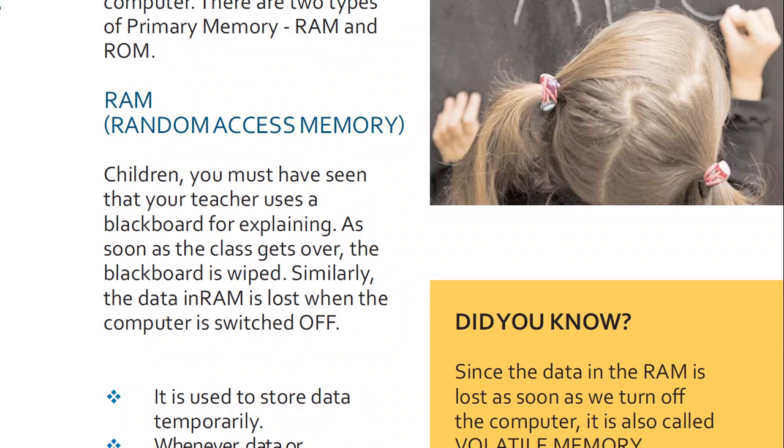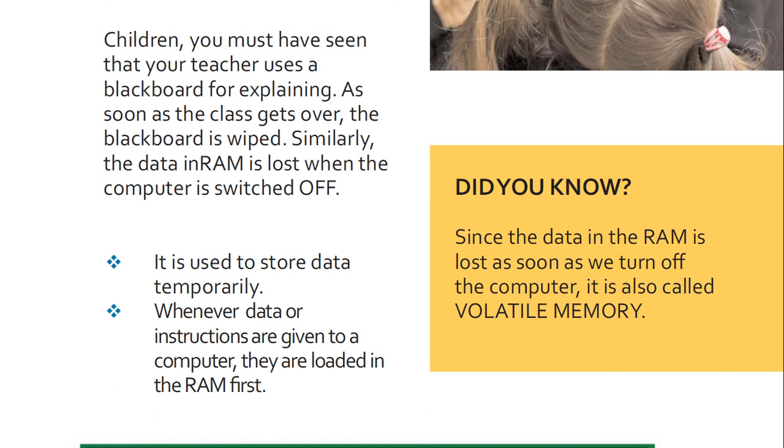Students, in this classroom, students use the blackboard for copying data for themselves. After class is over, the blackboard is wiped white. In the same way, when you start and access the computer, the memory you need is all stored in the RAM. When the system shuts down, all the data in the RAM is erased. So data in RAM is temporarily stored.